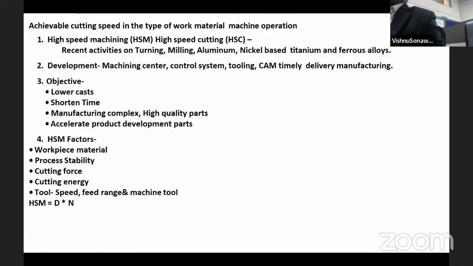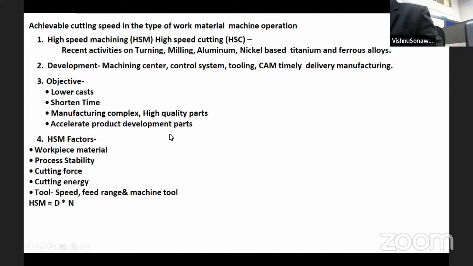Here, in high-speed machining and high-speed cutting machine tools, the most challenging materials are nickel-based, titanium, and ferrous alloys. These are the main ones, but the activities on this machining center are turning, milling, and on aluminum material. Here, research is going on for the nickel-based alloys.